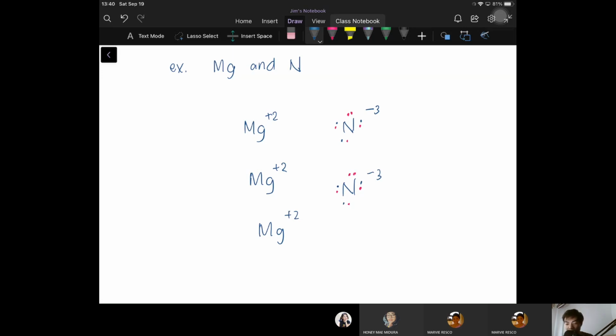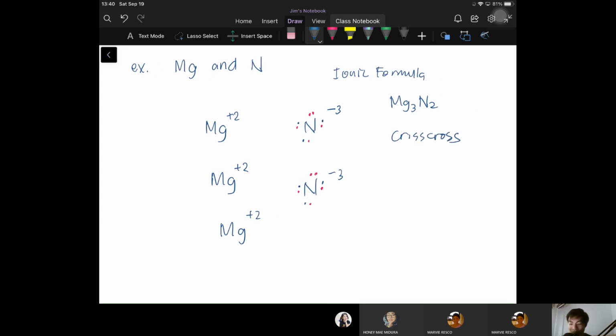So, ibig sabihin yan, for an ionic compound of magnesium and nitrogen, we need 3 magnesium atoms and 2 nitrogen atoms, no? Kaya ang ionic formula niyan ay Mg3N2. Ito yung justification ng criss-crossing, no? Diba remember last time nagki-criss-cross tayo? So ito yung reason kung bakit tayo nagki-criss-cross, no? Yung electrons ay pinapamigay ng metal to non-metals, no?